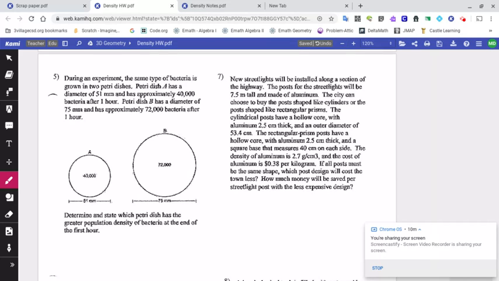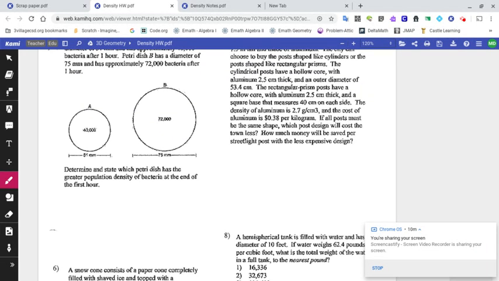Number 5. Again, this is really a two-dimensional example where we have population, in this case bacteria, over a certain area, which is the surface area of the petri dish. They gave us the diameters of the petri dish. Petri dish A has a diameter of 51, which means it has a radius of 25.5. This one has a diameter of 75, so its radius is 37.5.